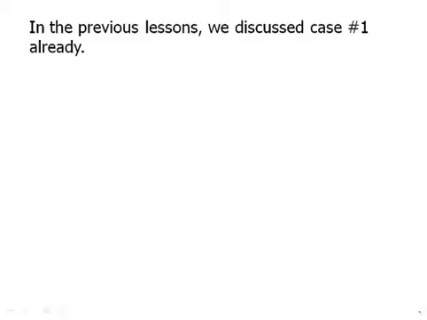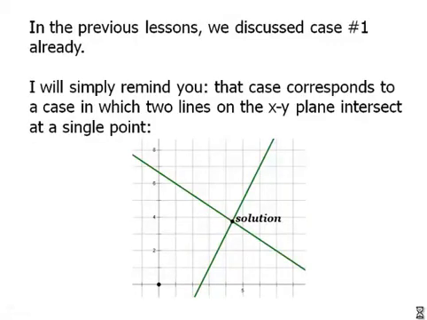Now, in the previous lessons, we discussed case one already. We discussed that in great detail, how to find the single solution, either by substitution or elimination. I will remind you, that case corresponds to two lines in the xy plane intersecting at a single point. Usually, you pick one random line and another random line, and you just get those lines intersecting at a single point. So that is by far the most common case, but it's not the only case, and there are two other cases possible.